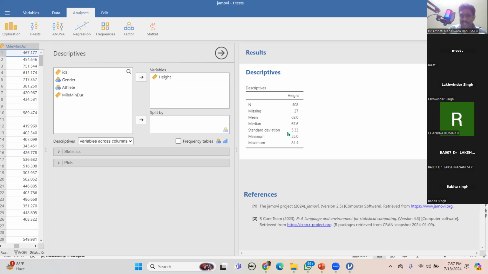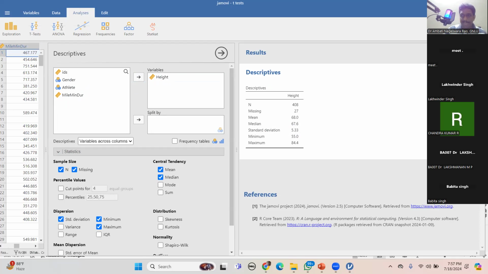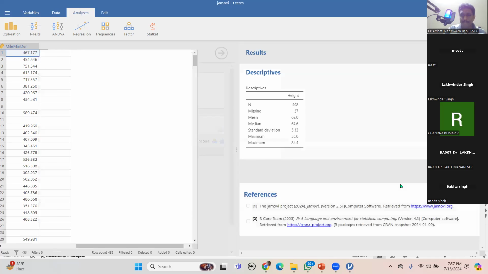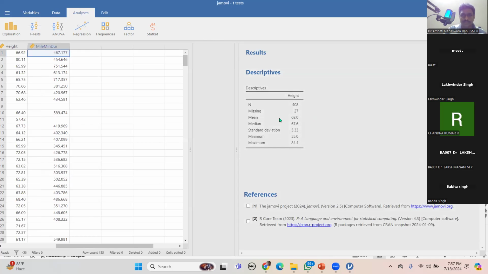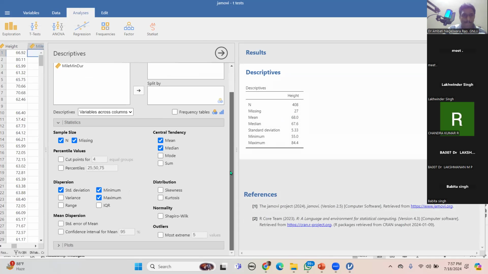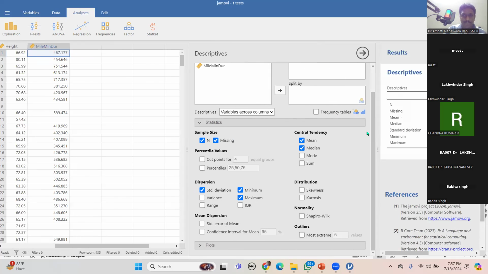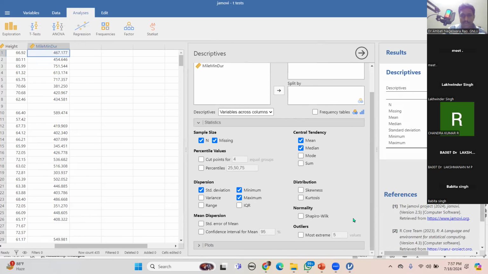We got the descriptive statistics like mean value, median value, standard deviation value. Please come to the statistics and scroll your cursor down. Here I am able to see standard deviation, missing values, mean, median.